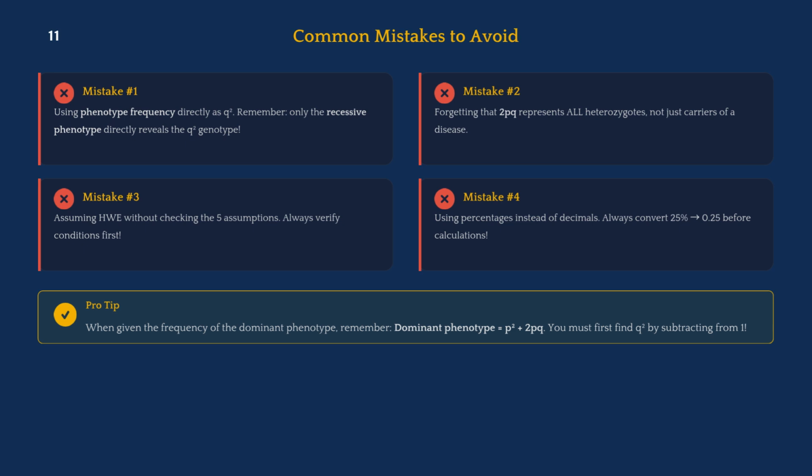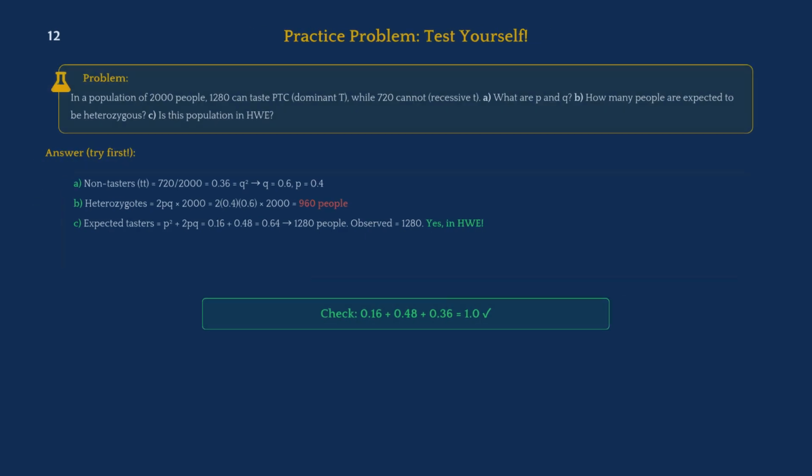And here's a pro tip. If you were given the frequency of the dominant phenotype, remember this. Dominant phenotype equals p² plus 2pq. So first, calculate q² by subtracting that value from 1 and then continue your solution. Avoid these mistakes, and your calculations will become much more accurate.